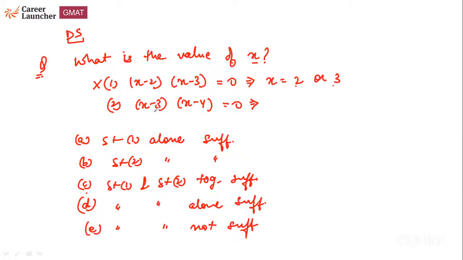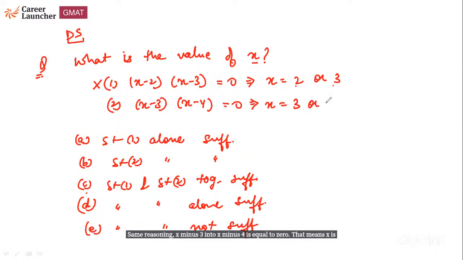Same reasoning, (x minus 3) into (x minus 4) is equal to 0. That means x is either equal to 3 or 4. Now, can I answer the question? What is the value of x? It could be 3, it could be 4. That means second statement alone is not sufficient. Let's club them.